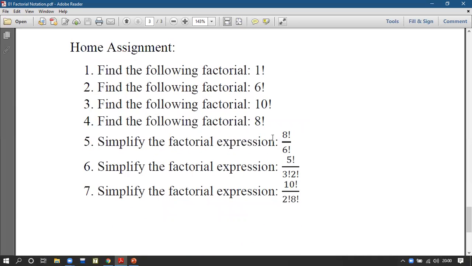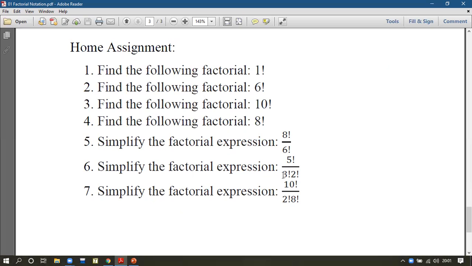That means we convert factorial 8 into factorial 6. Factorial 8 can be written as 8 into 7 into factorial 6, divided by factorial 6. Factorial 6 will be cancelled out. That means 8 into 7, and the result is 56.